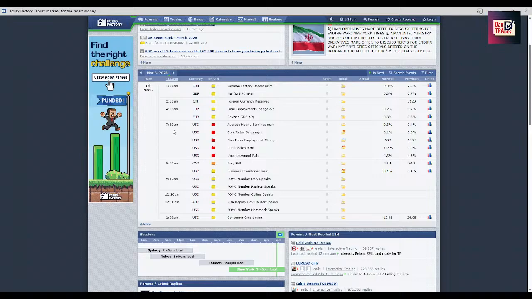On Friday. Now, I think my time is the US time. That's why I'm saying 7:30 a.m. It should be around 12:30 or something, or 2. I don't know if my time is right.